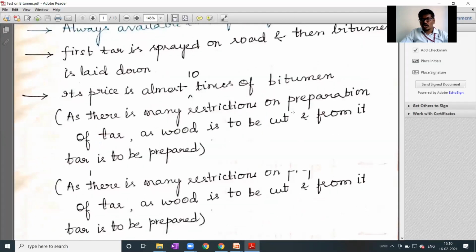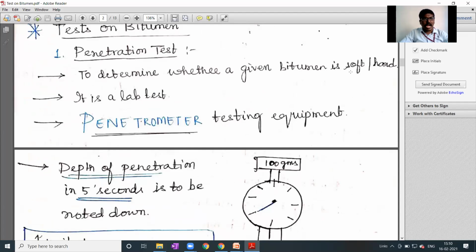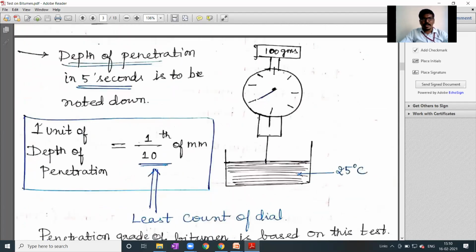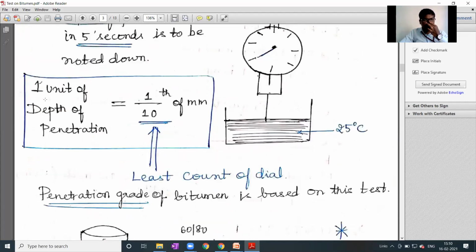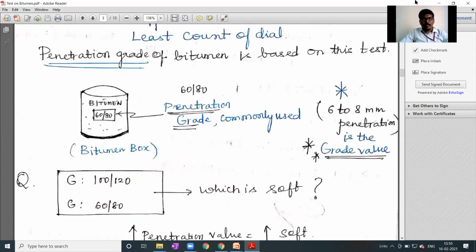Yeah. So I was talking about the tests here. Penetration test to determine whether the given bitumen is soft or hard. It is a lab test. So a penetrometer is required. The depth of penetration in 5 seconds is to be noted. One unit of the depth of penetration is 1/10 of a mm, right? So the penetration grade of the bitumen is based upon this test.